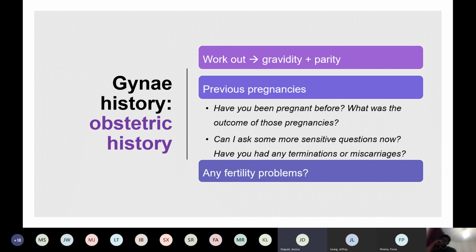I'm going to ask some more sensitive questions now, or personal questions now, and signpost it, because obviously it can be somewhat upsetting for some women. That is a good thing to do. It's also important to ask about fertility problems, because as I said before, some conditions can cause fertility difficulties. So have you had any trouble conceiving or difficulties conceiving? If a woman says yes, you want to know if she's used IVF before. And if she has got pregnant, ask if she's used IVF.